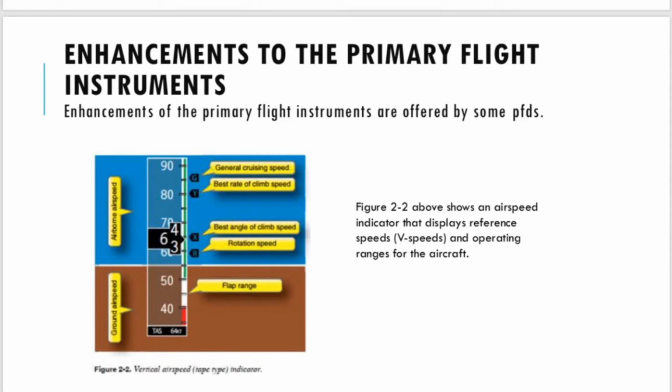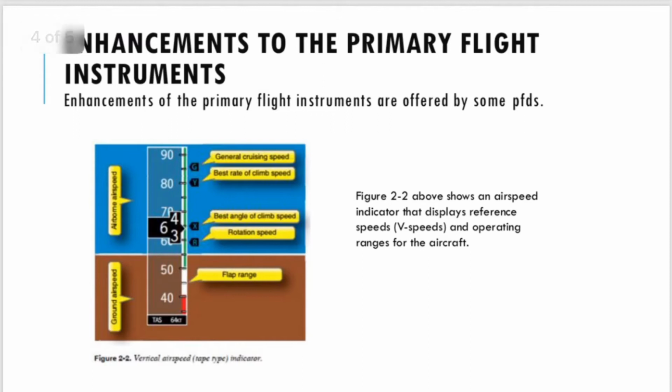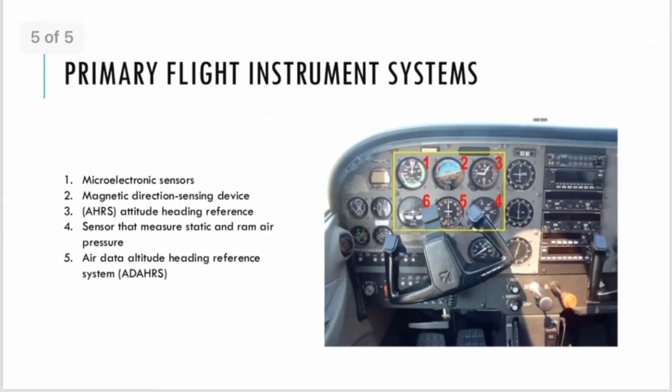Now for the enhancement to the primary flight display, the figure shows an airspeed indicator that displays the reference speed and the operating ranges of the aircraft. And we need to know for this part, color coding is used on the airspeed indicator to depict the operating ranges. And for the last part is the primary flight instrument system.